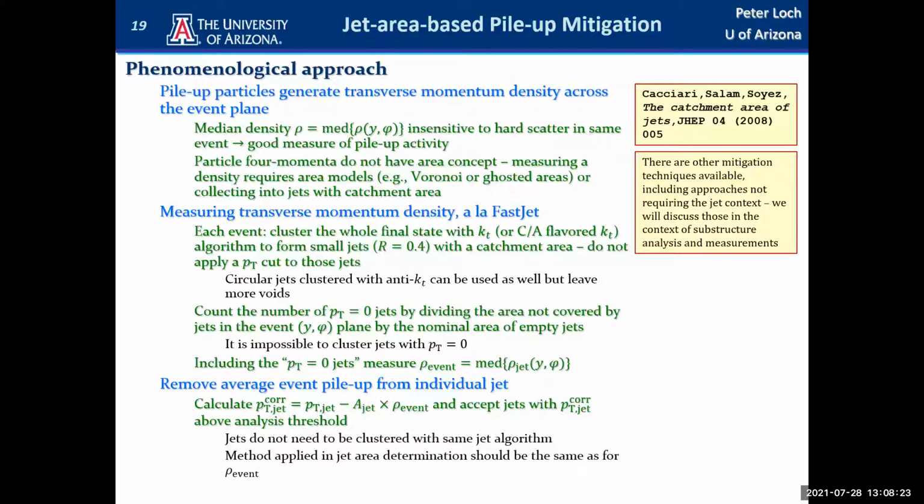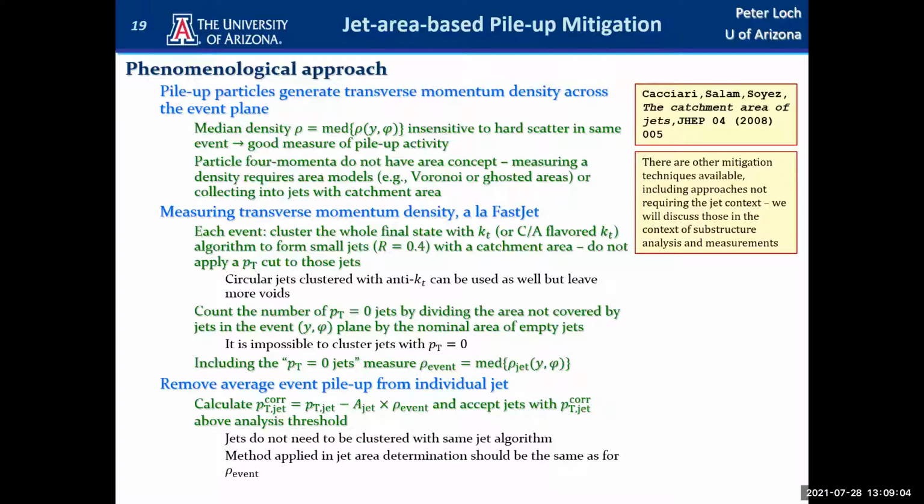But what we can do is collect all these particles into jets. And then we have a relatively reproducible catchment area measurement, because now we have a bundle of four-vectors. You probably remember the figures I showed yesterday about the jet areas from the different jet algorithms. So the plan is, or rather what we actually do: for each event, we cluster the whole final state with a kT or Cambridge-Aachen flavored kT algorithm to form small jets that have a catchment area attached. And we do not apply any pT cut to these jets, so there's no threshold.